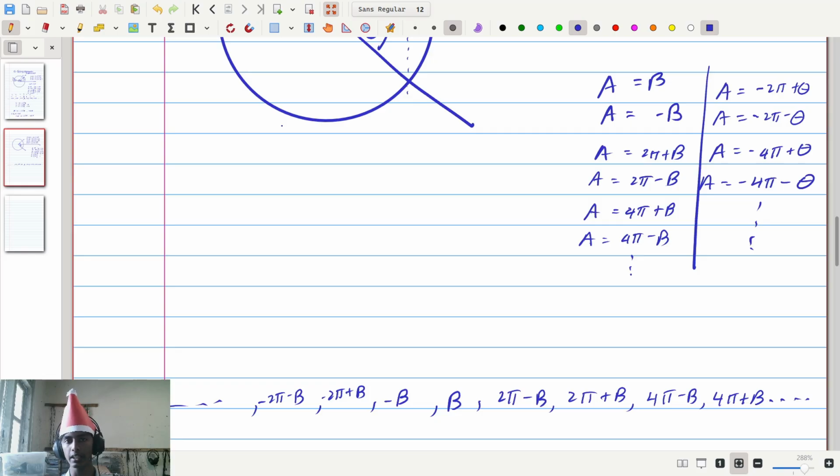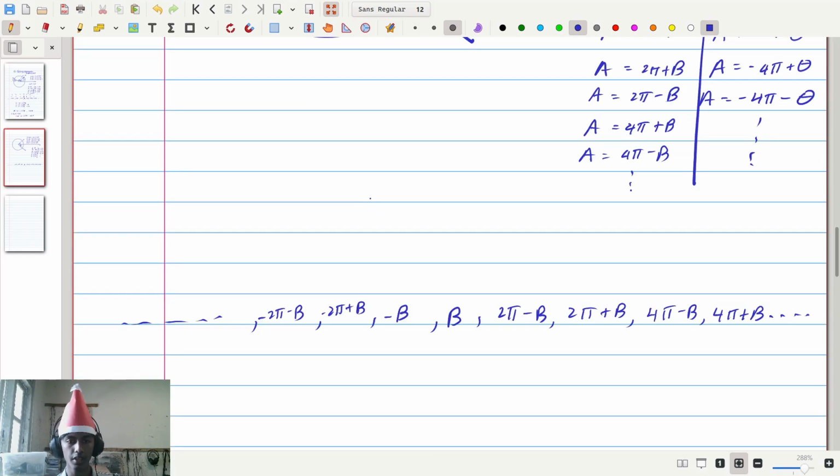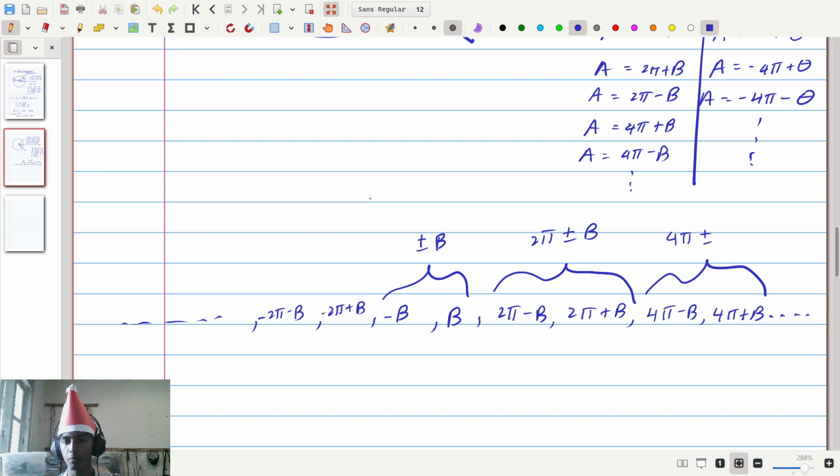So here, if you look at the pattern, we can see something interesting. Here we have 0 pi, here we have 2 pi, here we have 4 pi. In each of these jumps, we have a plus case and a minus case. Here, in the middle, what we have is plus or minus b. Over here, we have 2 pi plus or minus b. Over here, for this pair, we have 4 pi plus or minus b. Over here, on the other side, we have minus 2 pi plus or minus b. And then the next one, of course, is going to be minus 4 pi plus or minus b.